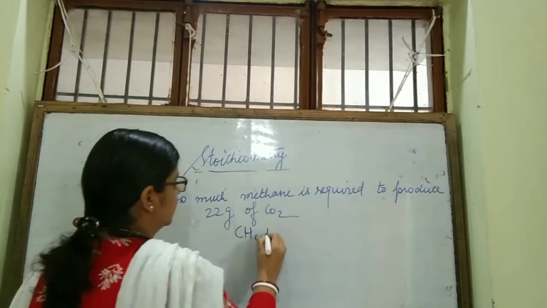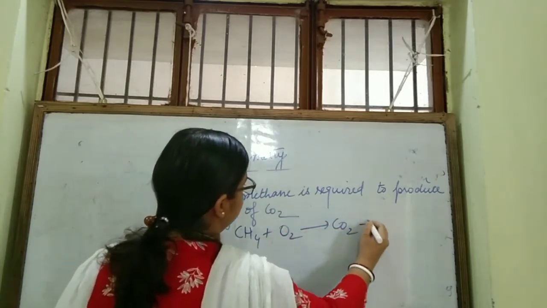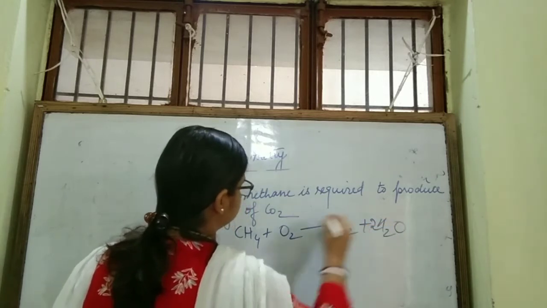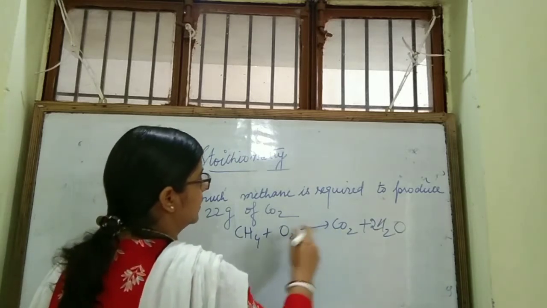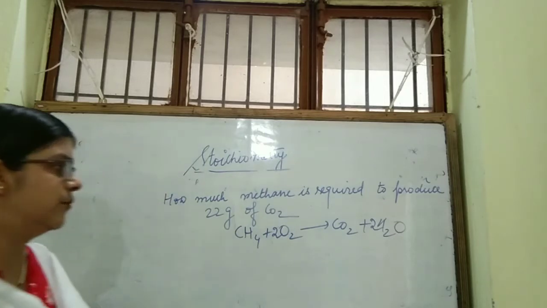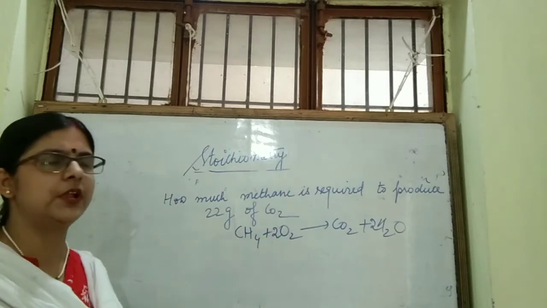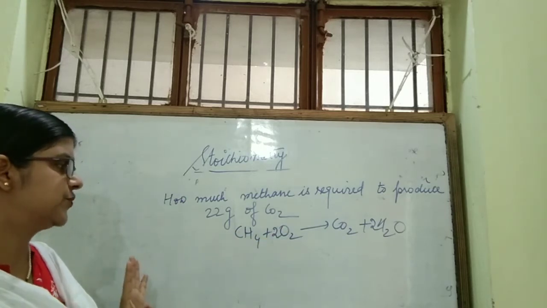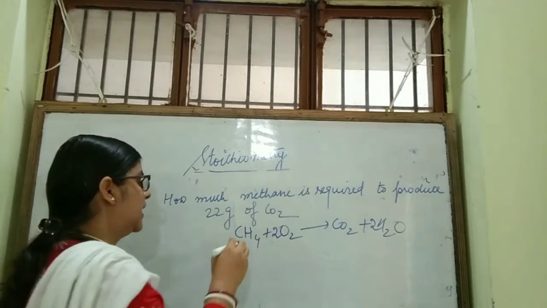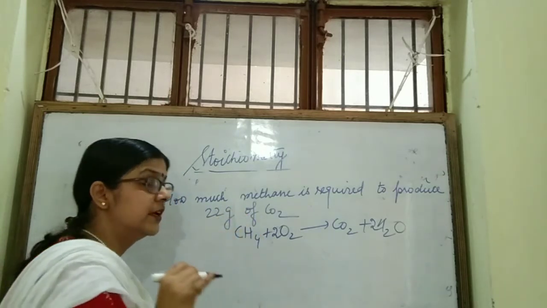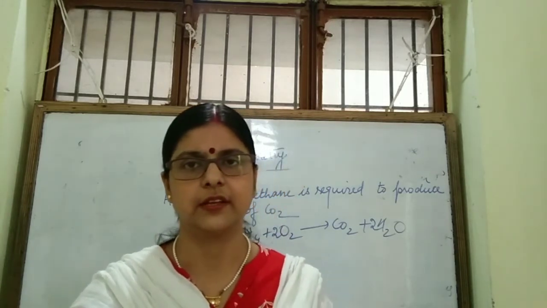Methane plus oxygen gives CO2 plus H2O. So 4 hydrogen, 1 carbon, 1 carbon. Now it is a balanced chemical equation. You see, methane plus 2O2 gives CO2 plus 2H2O. So it is a completely balanced equation. The question is how much methane is required to produce 22 gram of carbon dioxide.